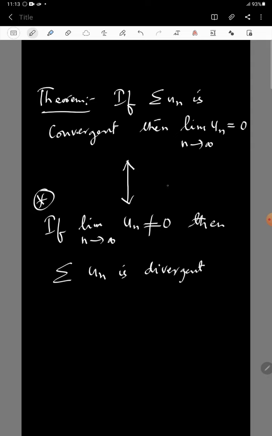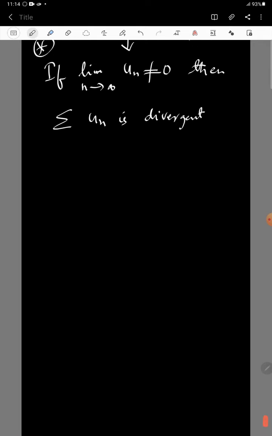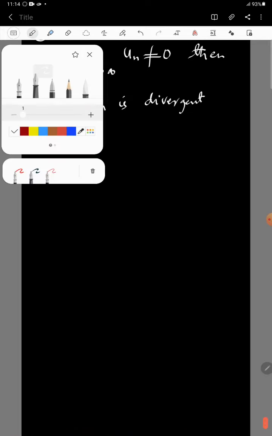I am taking the contrapositive. So without going into this detail, you just remember this one. If limit un is not equal to 0, then sigma un is divergent. We'll have a quick look at some problems.